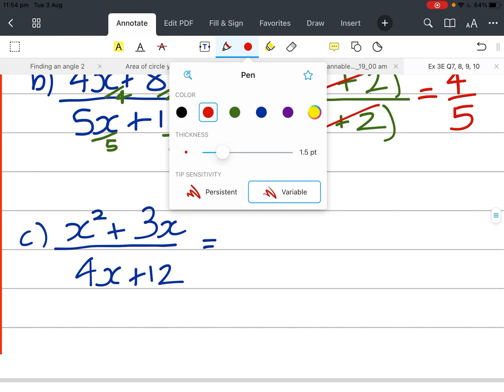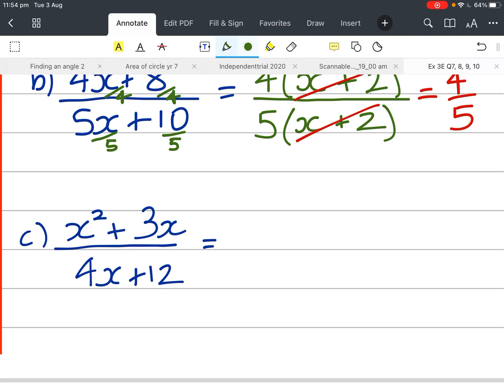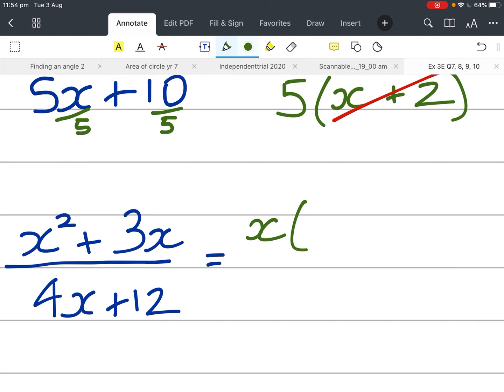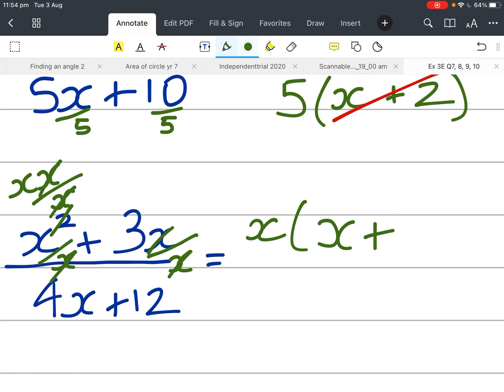Let's try C. That one's a bit harder. Here we go. We need to factorise first. Okay, x squared plus 3x. What's something that's in both the x squared and the 3x? Hopefully you said x. Beautiful. So if we divide x squared by x, we're basically cancelling out one of the x's. Remember, x squared is xx. So when you divide by x, you're crossing off one of the x's. So that means you're just left with an x. Plus, now divide this one by x. Cross off the x's. What are you left with? Hopefully you said 3.